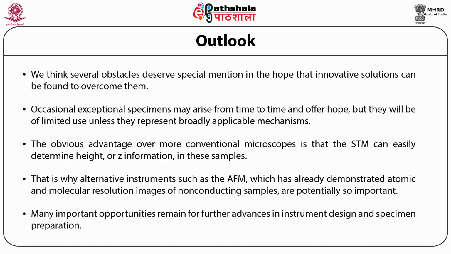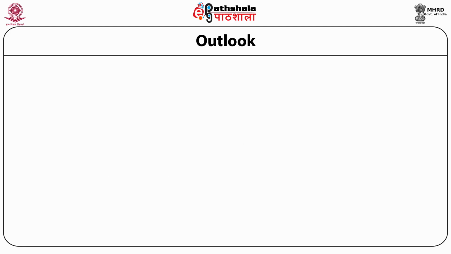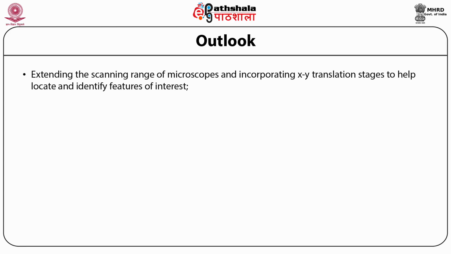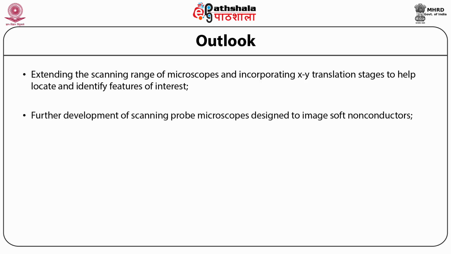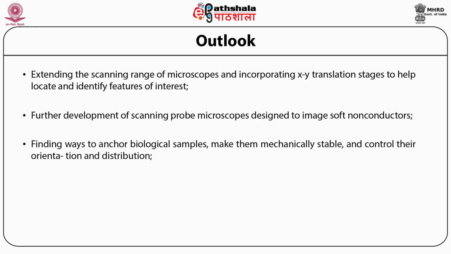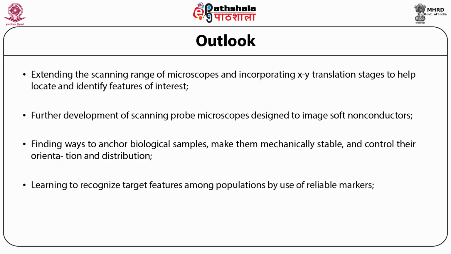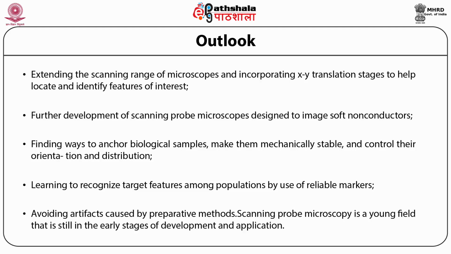Many important opportunities remain for further advances in instrument design and specimen preparation. Among these are extending the scanning range of microscopes and incorporating XY translation stages to help locate an identified feature of interest. Second, further development of scanning probe microscopes designed to image soft nanoconductors. Thirdly, finding ways to anchor biological samples, make them mechanically stable, and control their orientations and distributions. Fourth, learning to recognize target features among populations by use of reliable markers. And fifth, avoiding artifacts caused by preparative methods, etc.